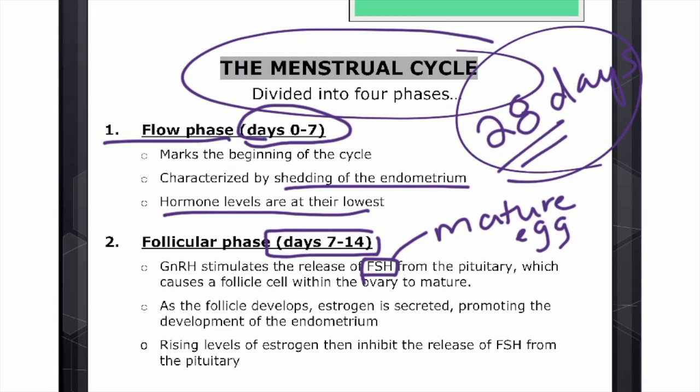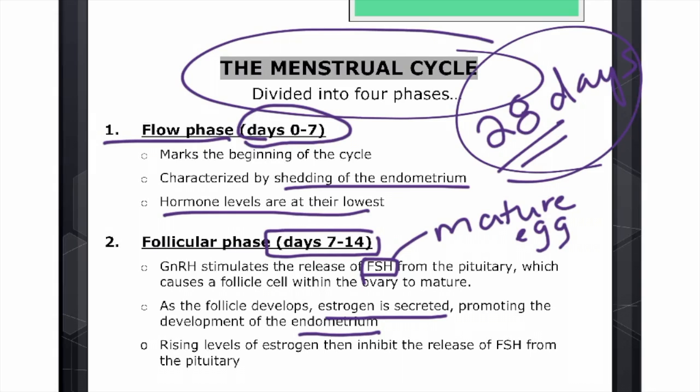Okay, so that's important for us to remember, is why FSH is there. Well, FSH is going to be increasing because they want that egg to be able to mature. As the follicle develops, estrogen is also secreted, promoting the development of the endometrium.